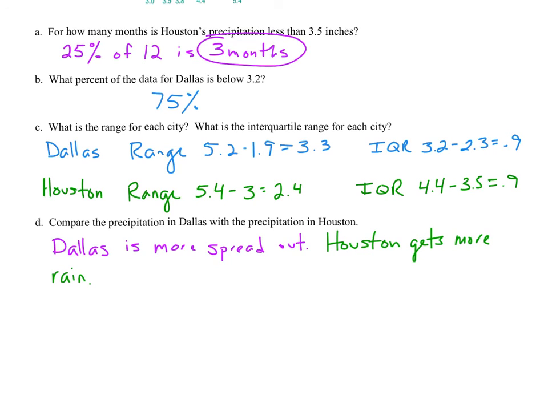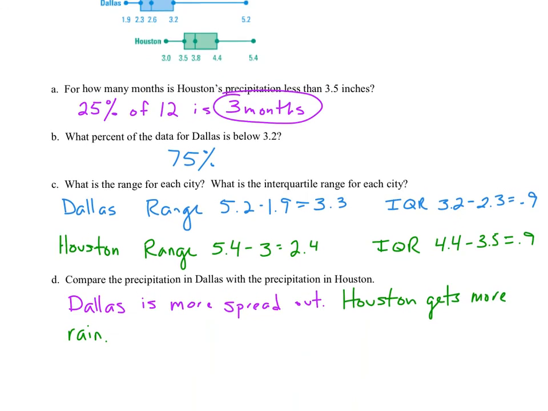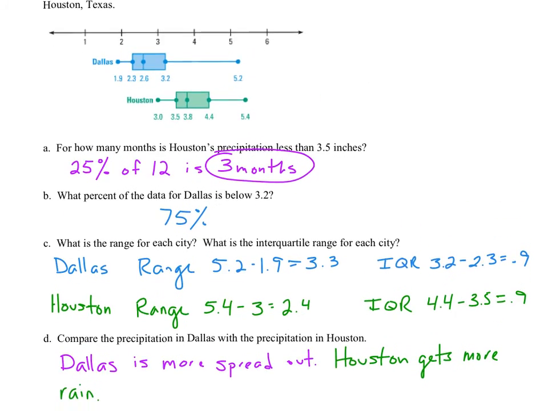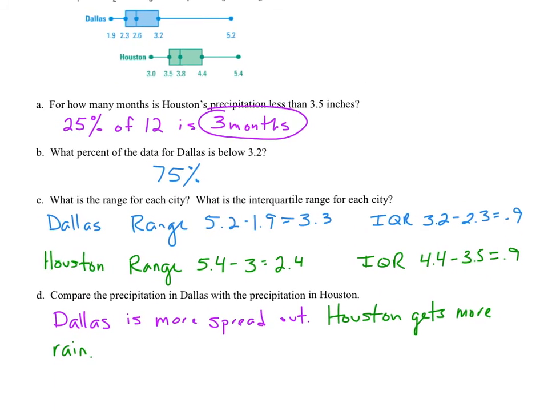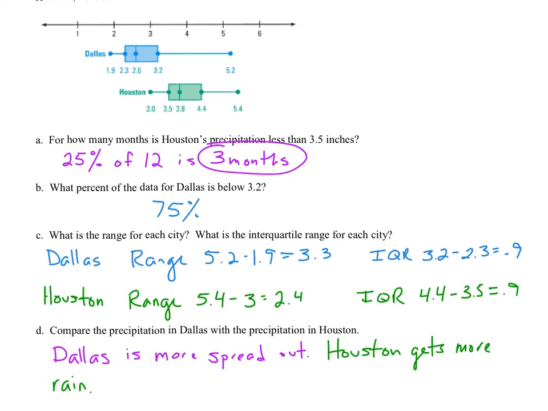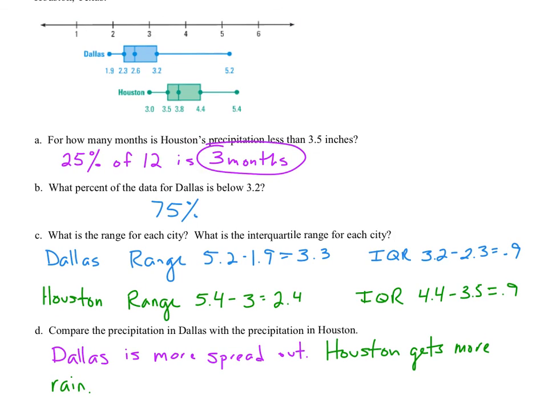Yeah, and I would expect your ability to back it up. Like on a test, I might ask why, right? Why does Houston get more rain? And you have to say, well, because this data is almost about 75% of what Dallas is, just like I did earlier.